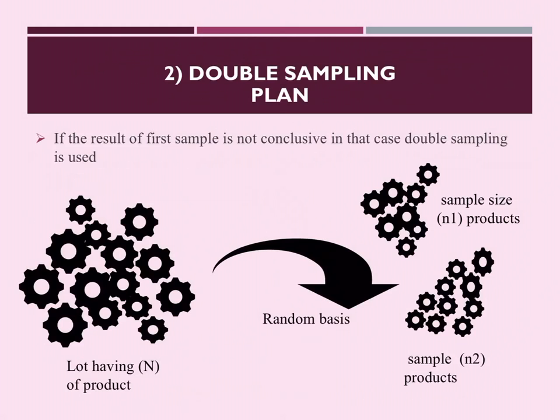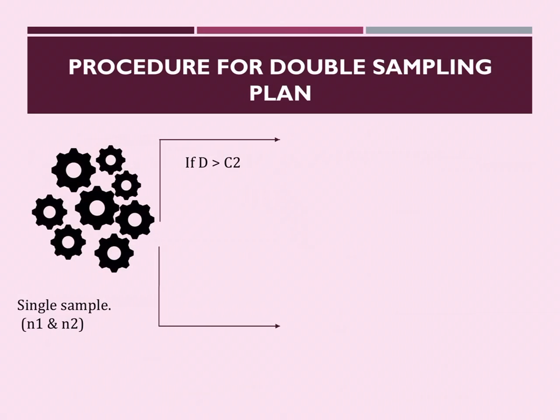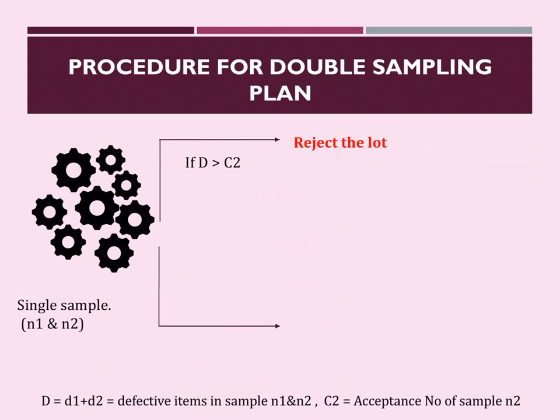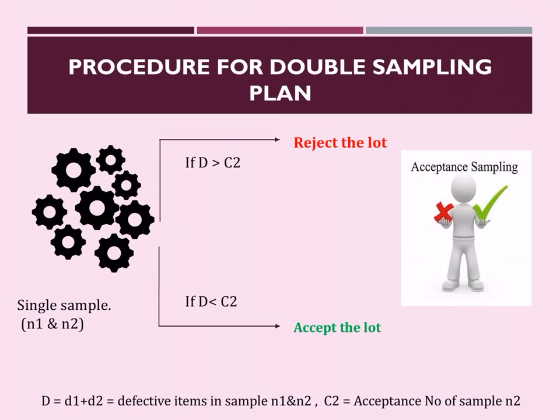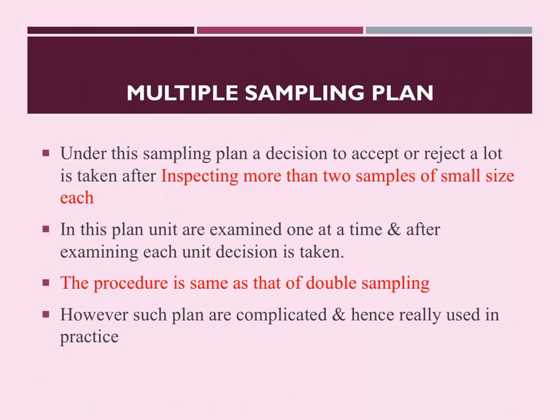Here, if the combined defective items, that is capital D, is greater than C2, then we will reject the lot. Where D is nothing but D1 plus D2, that is, defective items in samples of N1 and N2. Where C2 is nothing but the acceptance number for sample number 2. If D is smaller than C2, then we accept the lot. This procedure is nothing but our double sampling plan.